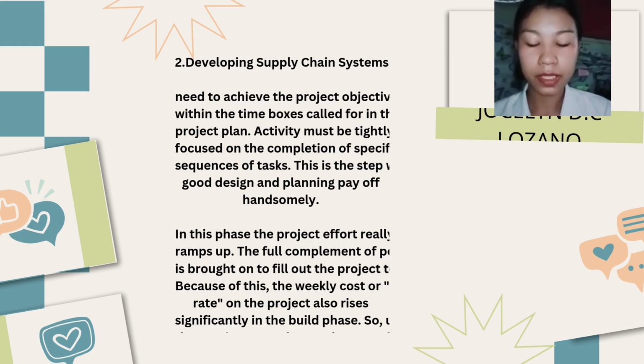Number three is developing the supply chain system. You need to achieve the project objective within the time called for in the project plan. Actively and tightly focus on the completion of specific sequences of tasks. This is where good design and planning pay off, in the pace the project effort really maps out.